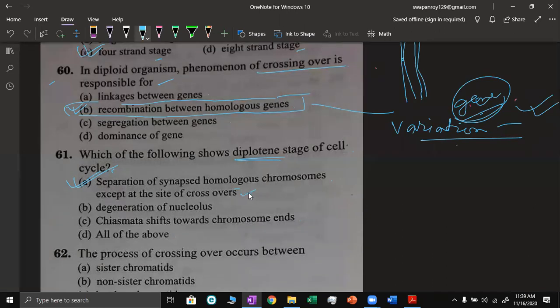This takes place in crossing over: chiasmata shift towards the chromosome end. This is further terminalization. Degeneration of the nucleolus also occurs. Most important is this one: the shifting of chiasmata towards the chromosome end is terminalization, that is the diakinesis. Take this one: separation of synapse of homologous chromosomes except at the site of crossing over.